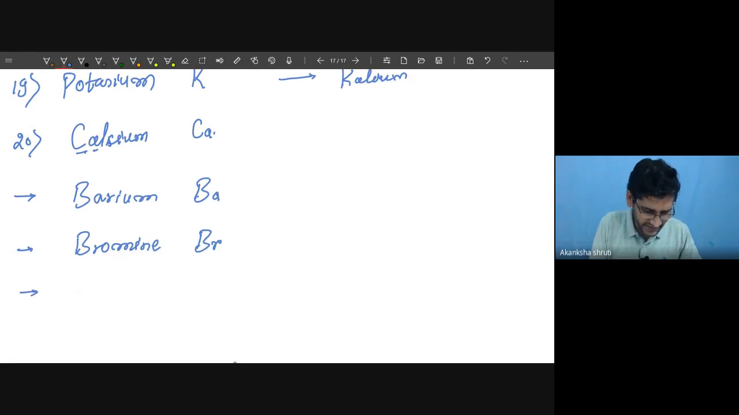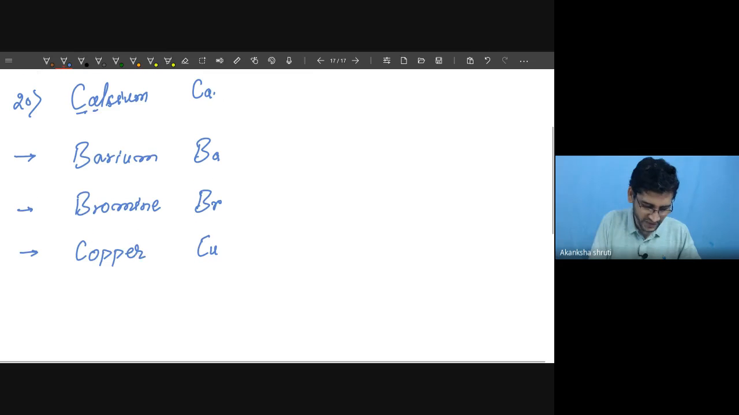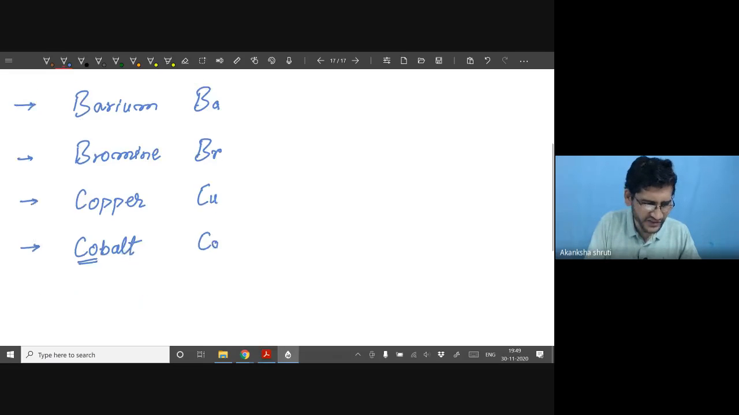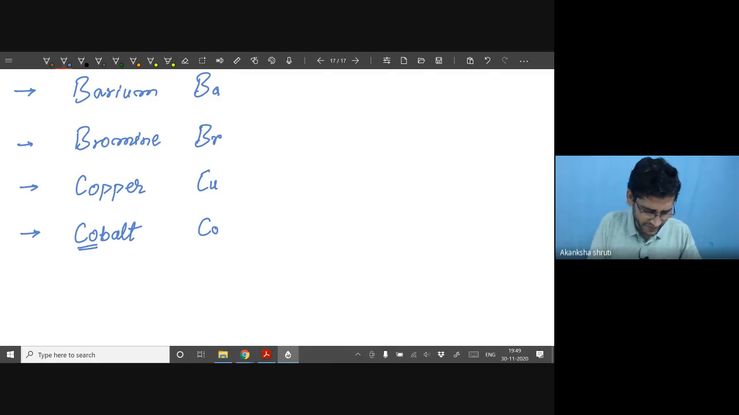The next one is cobalt. Or let us write copper. The symbol for copper is C, after this there is U. Not as CO, based on their Latin name, cuprum. Then there is cobalt, denoted by C and O. It is this one.